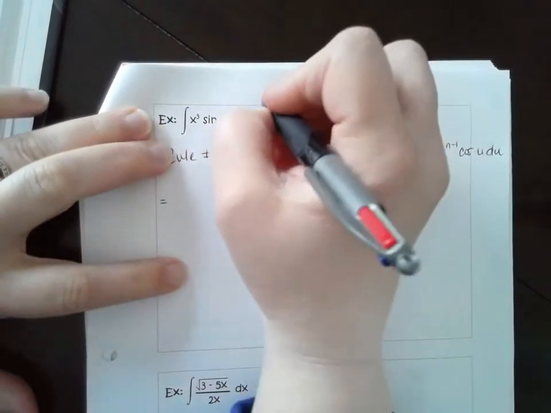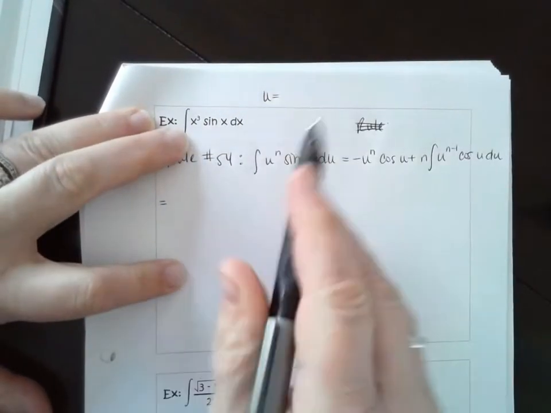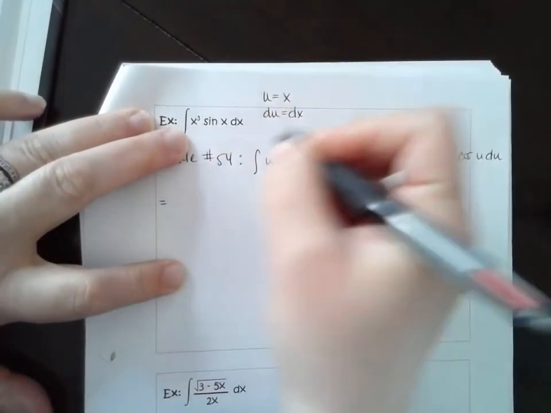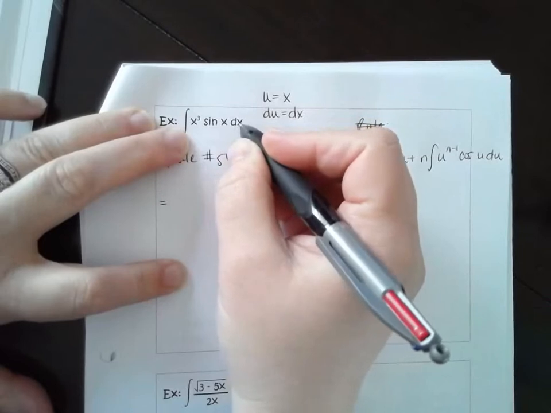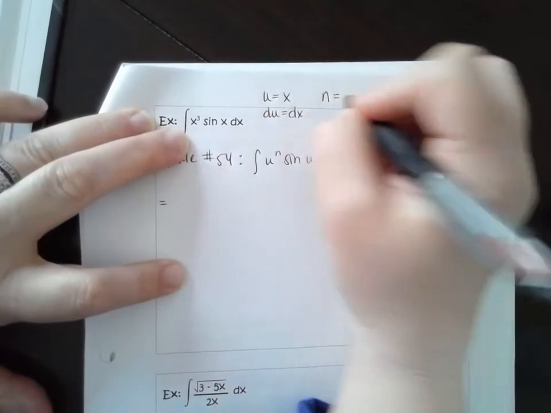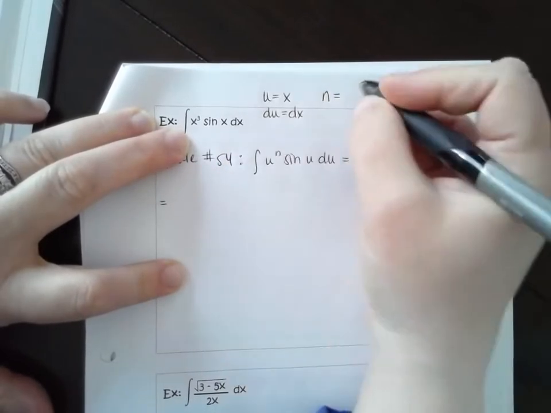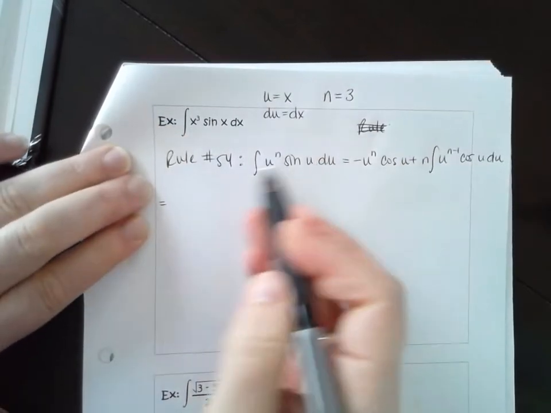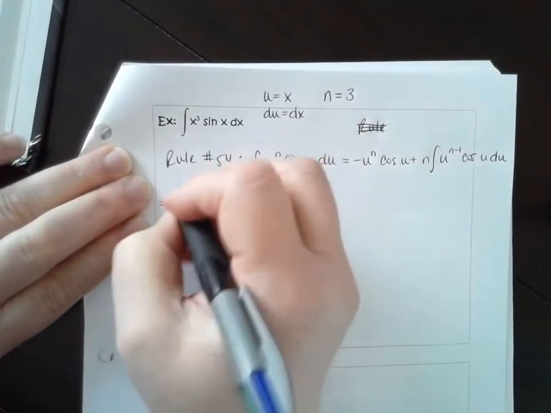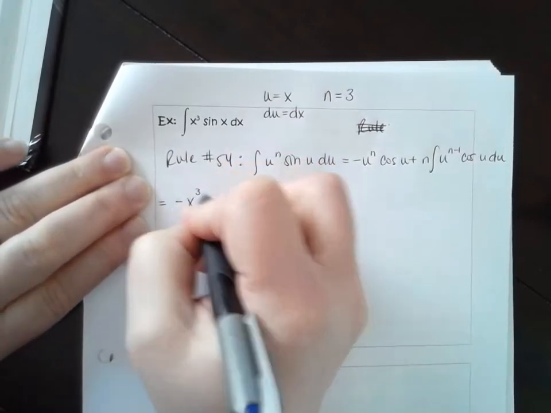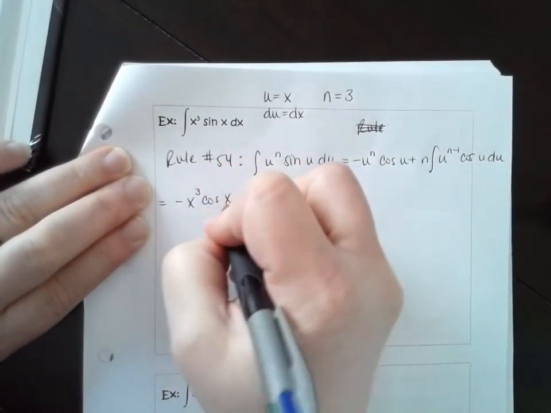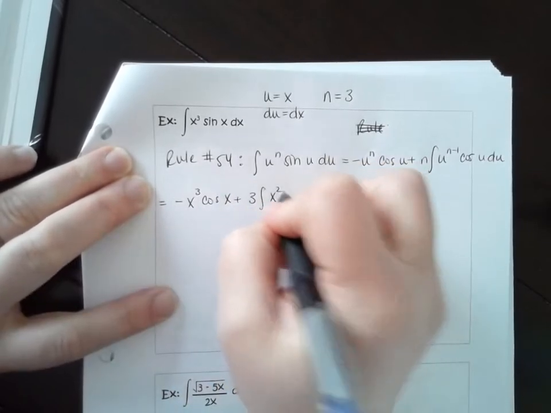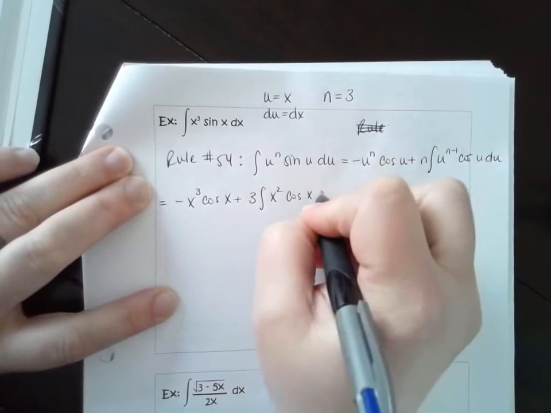By the way, what is u? In this situation, u is x. That makes du dx, which means we're all good to go. No balancing is necessary. We also should identify what n is, which is the exponent here, and that's 3. So this is telling us that through one round of using Rule 54, we get negative x cubed cosine x plus 3 integral of x squared cosine x dx.